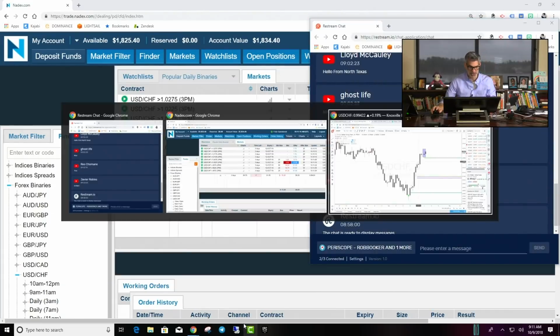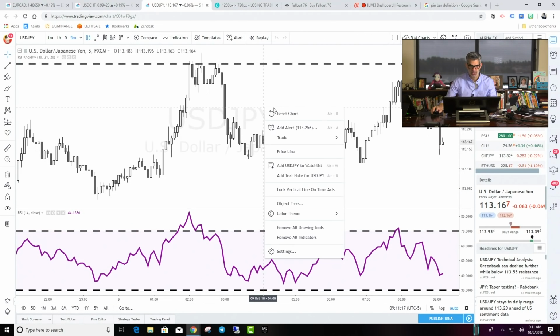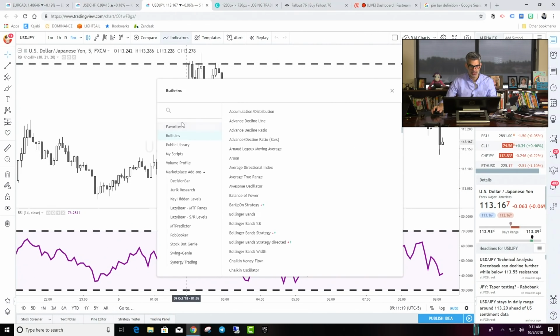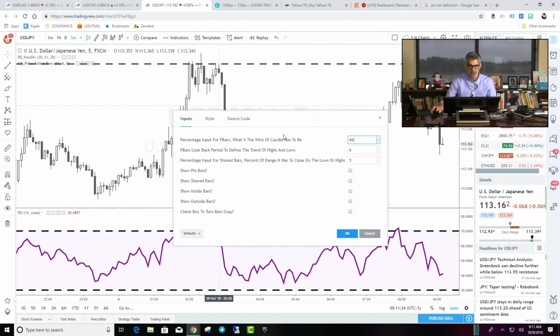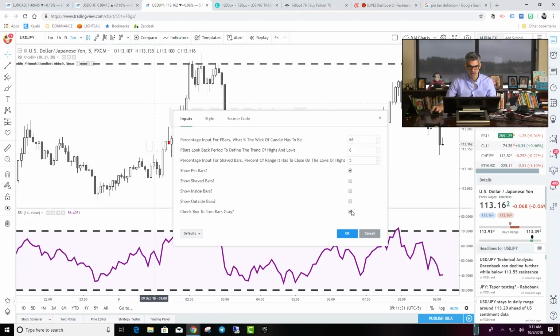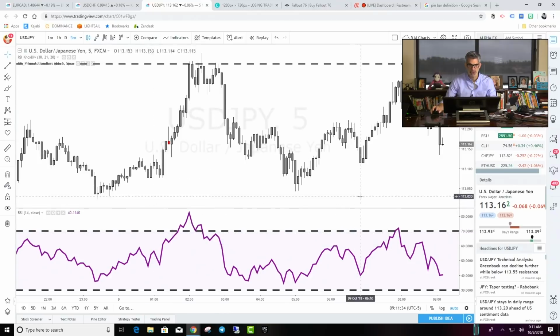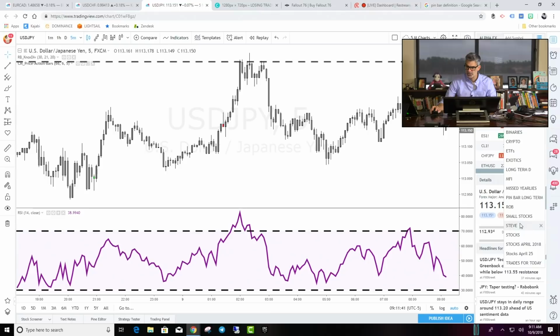Now let's do something a little bit even crazier. Let's pull up the pin bar indicator on the really short-term charts. So we'll pull up indicators, favorites. I love this Chris Moody price action pin bars indicator. And what we want to do is show pin bars and turn the checkbox on that turns bars to gray. Okay, so all the other bars are going to go gray and we're just going to see the pin bars.